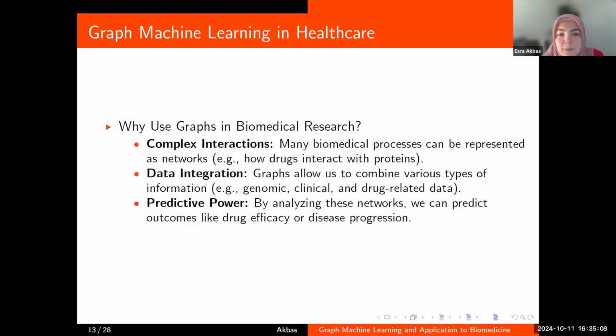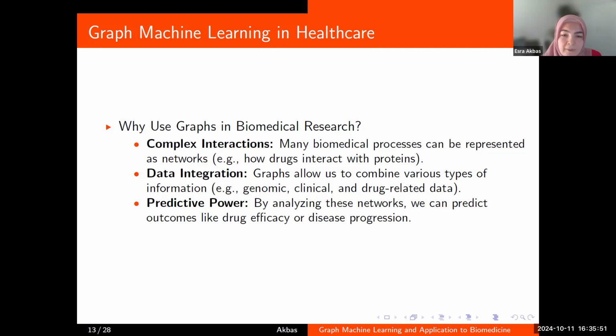And in the biomedical domain, we use graph machine learning in healthcare and biomedicine, because there are complex interactions in this domain. Many biomedical processes affect each other, like drugs interact with proteins. That way it works and cures the disease. And this graph, as I showed, is heterogeneous and complex. We can combine various types of information in one model. In the biomedical domain, we have genomic data, clinical data, and drug-related data. So we can combine all this different information in one model.